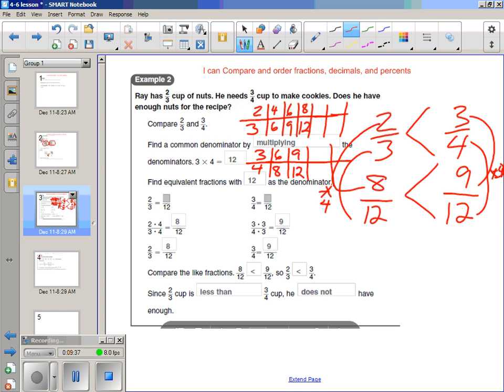There's another way to do that, okay? Can we convert any fraction to a decimal? These are two that we should know. Everybody should know that 2/3 is 0.6 repeating. Everybody should know that 3/4 is 75 cents, 0.75. And we know that 0.66 is less than 0.75. So we could always convert. Okay? So those are some ways that we can do it. Either convert to decimal or find a common denominator. Everybody feel comfortable with that? Good.